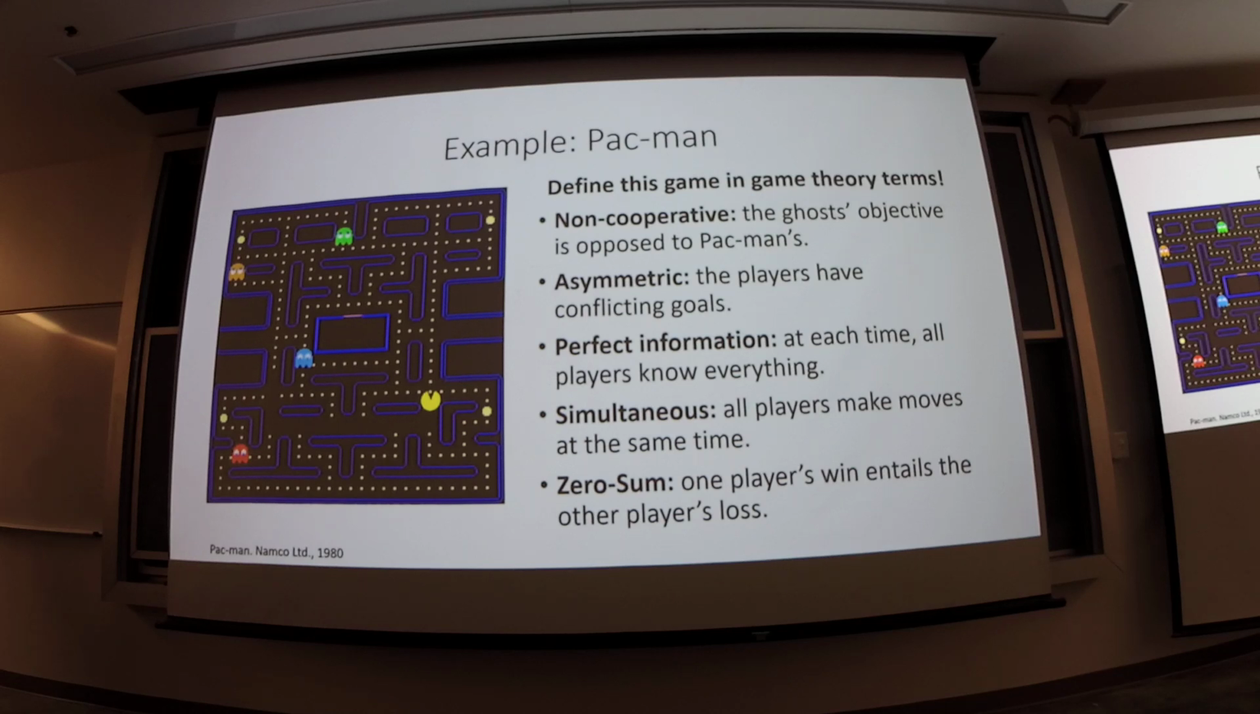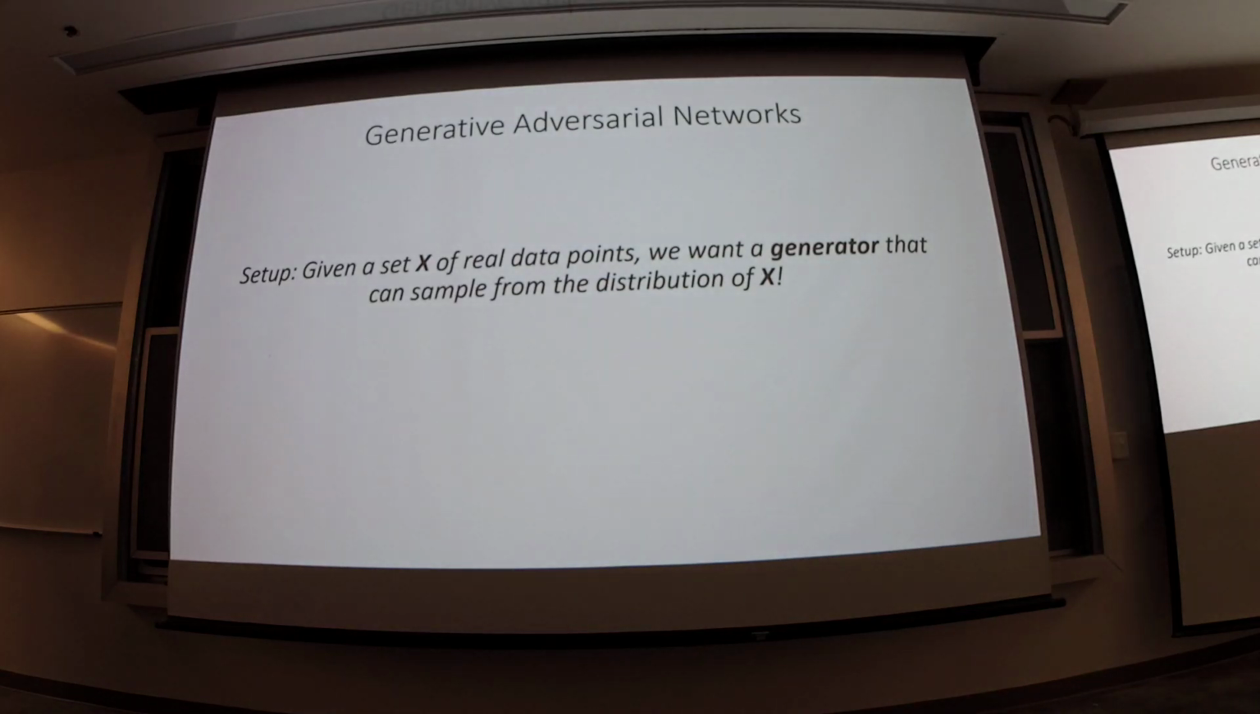It's zero-sum. Someone wins, someone loses. It's asymmetric because the goals of the players are different. It's perfect information because at each time all the players know where the others are, right? So Pac-Man knows where the ghosts are and the ghosts know where Pac-Man is. So the information is perfect at each time. It's simultaneous because everybody moves at the same time. And yes, it's a zero-sum because one wins and one loses.